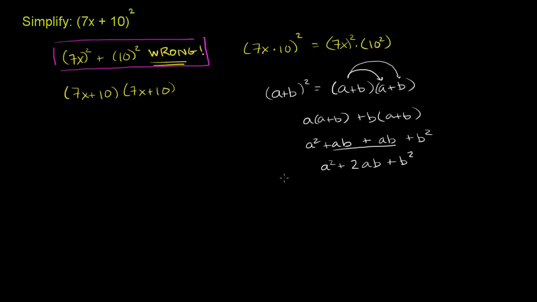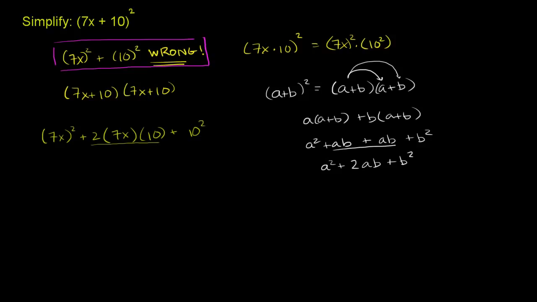So the pattern here: if I have (a + b) squared, it's equal to a squared plus 2 times the product of these numbers plus b squared. So over here I have (7x + 10) squared. This is going to be equal to (7x) squared plus 2 times the product of 7x and 10, 2 times 7x times 10, plus 10 squared. So the difference between the right answer and the wrong answer is this middle term that you might have forgotten if you did it the wrong way. And this comes out when you're multiplying all of the different combinations of the terms.